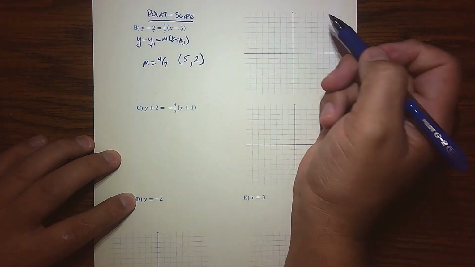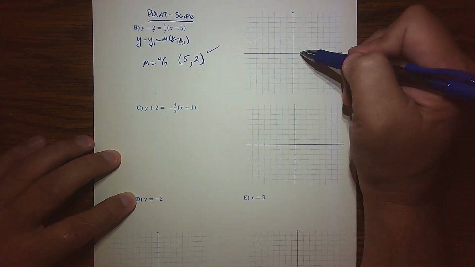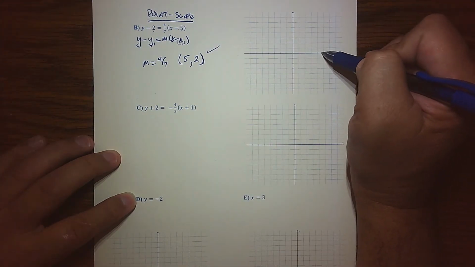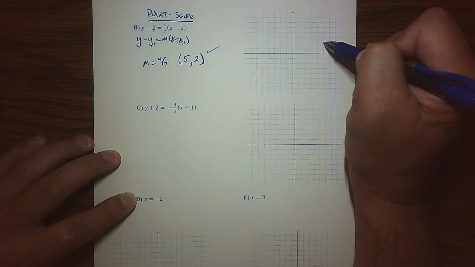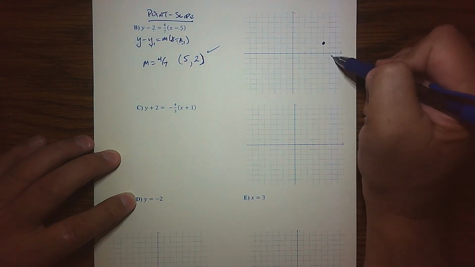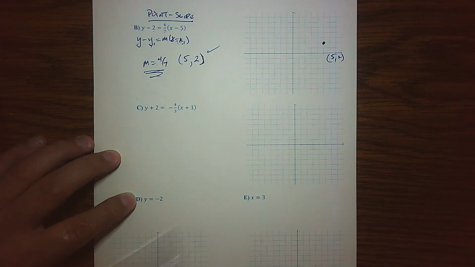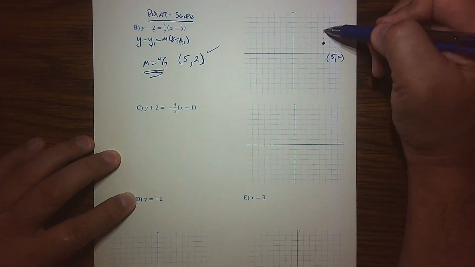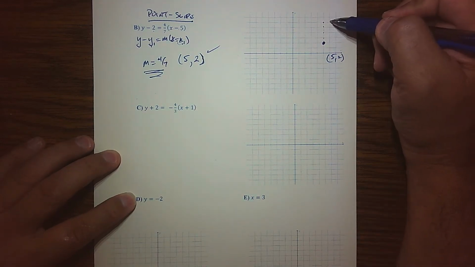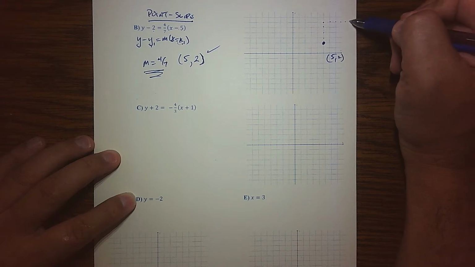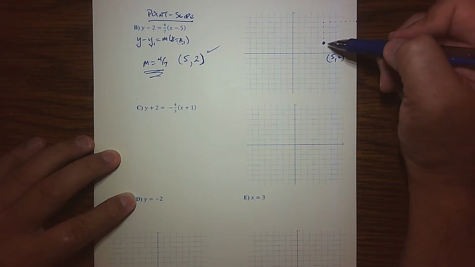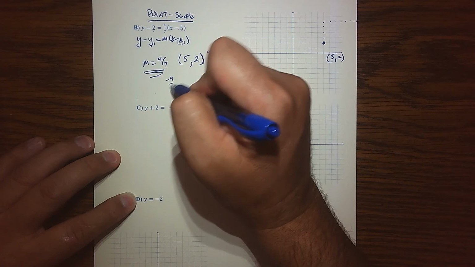So now I'm good to go. I've got a location, 1, 2, 3, 4, 1, 2, 3, 4, 5, and 2. So I've got (5, 2) on my graph. And then the slope is telling me to do what? It's telling me to go up 4, 1, 2, 3, 4, and then over 7, 1, 2, 3, 4, 5, 6, 7. So we're kind of off the board. Or I can go down, right? This would be the double negative.